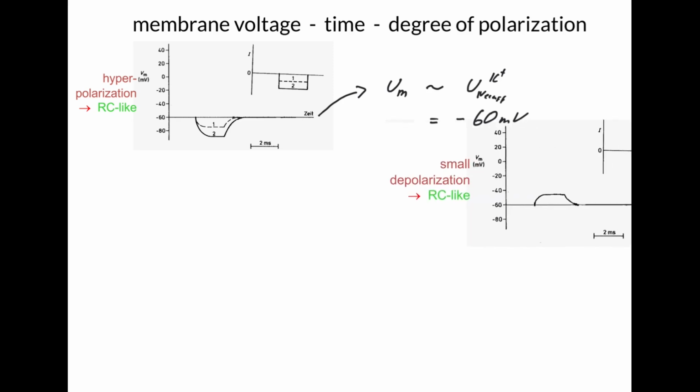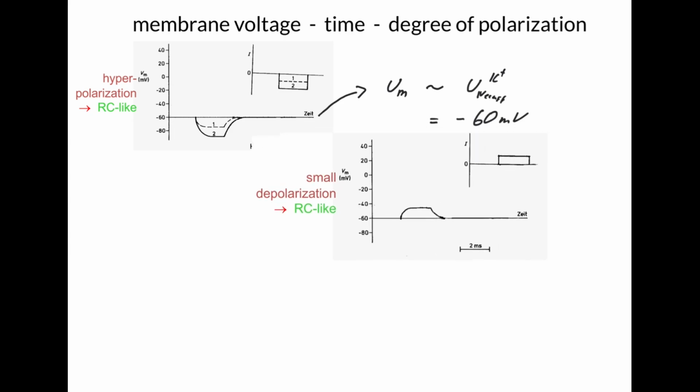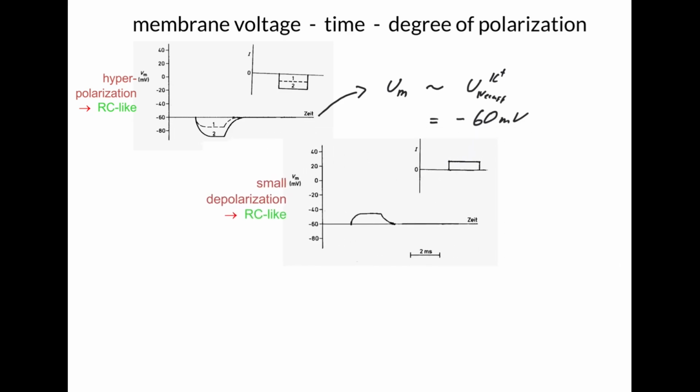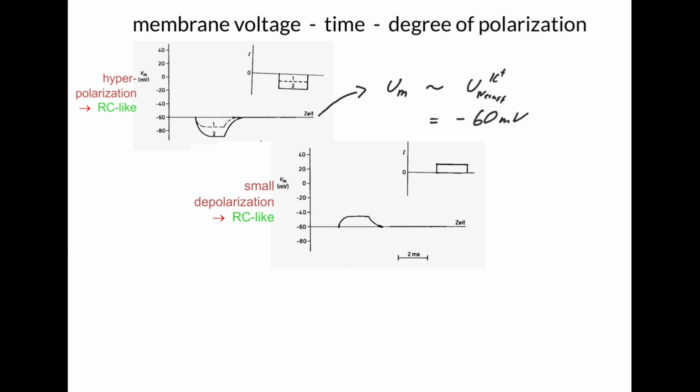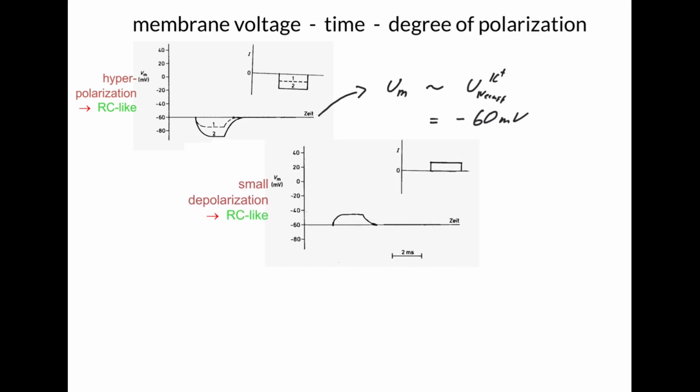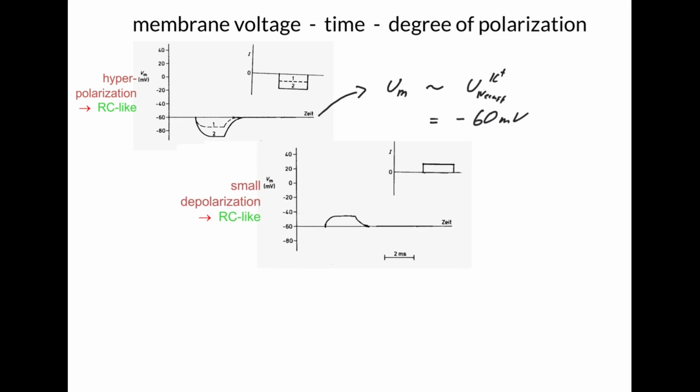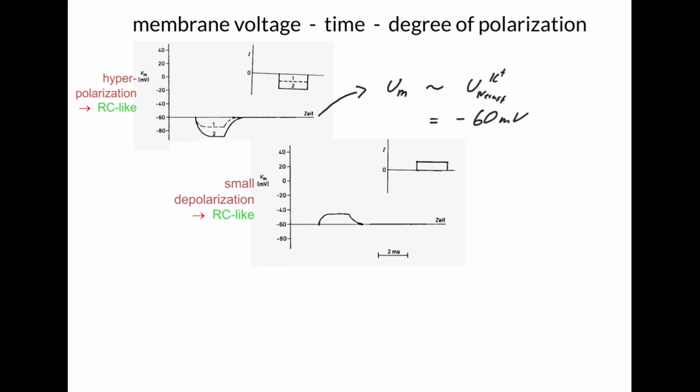Now, what is happening when you do the reverse? You apply a current that forces the membrane potential to go to higher values. Again, the same happens. It's a typical RC-like behavior. The experiment is called a small depolarization of the membrane. Hence, the membrane potential will go up, in this case, to minus 40 millivolt, but there's not a dramatic change.